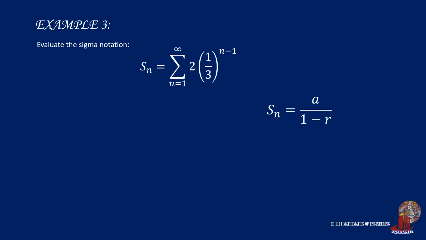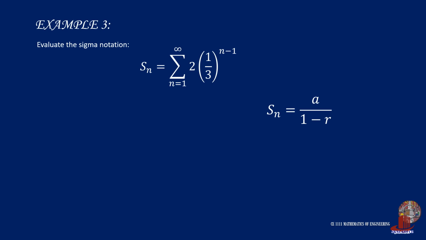Another evaluation of sigma notation is presented in the next example. The rule has the variable n as a power, so this is a geometric sequence. Also, n starts at 1 and ends at infinity, entailing that this is an infinite sequence. This case can be solved only by formula, which is a all over 1 minus r.